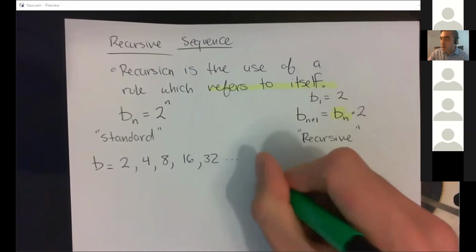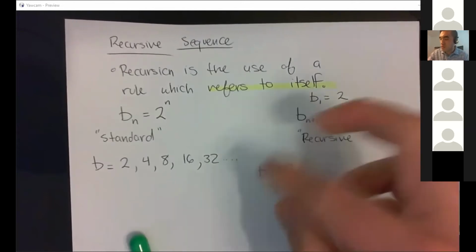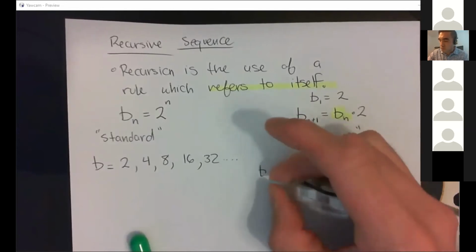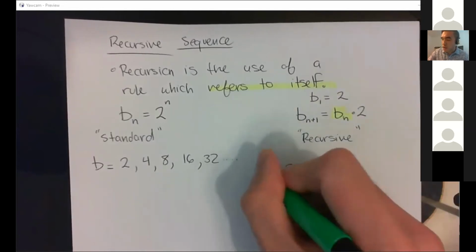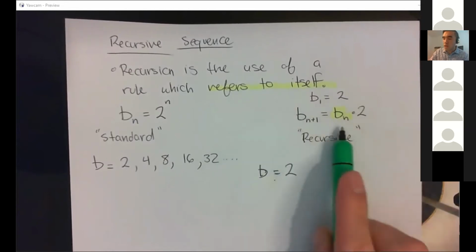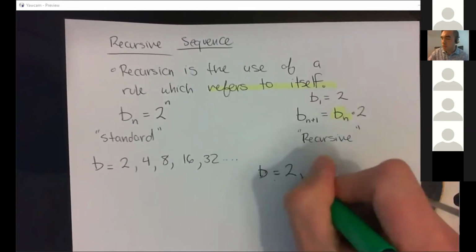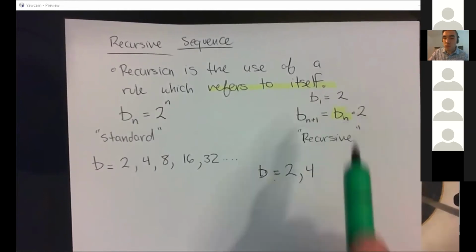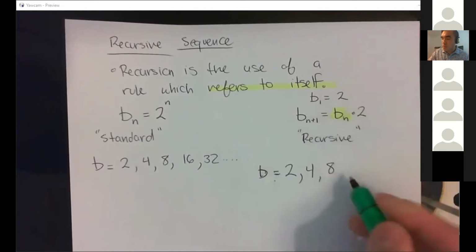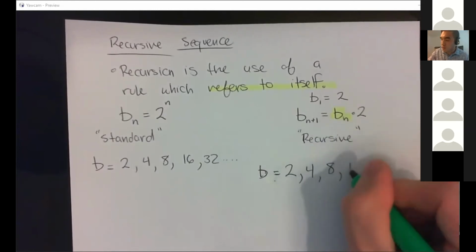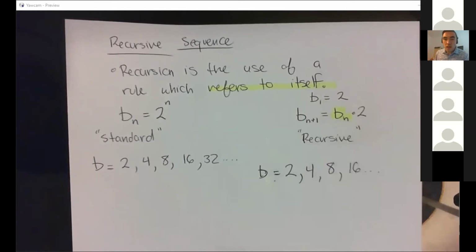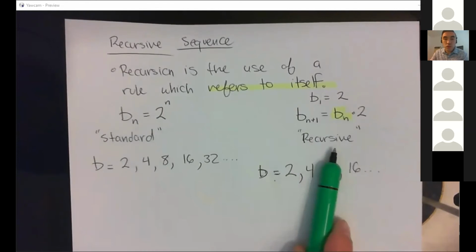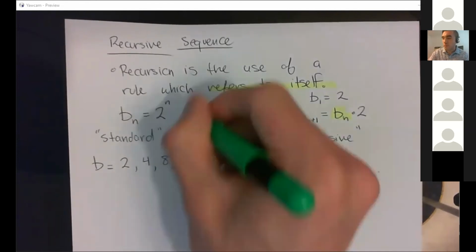B's first entry is equal to 2. And now if I want to generate the next b, this is telling me take the previous b, multiply by 2, which will give me 4. Now I want the next one. Take the previous b to get the next one, multiply by 2. Take the previous b, multiply by 2, etc., down the line. So these two, even though they are written in different ways, one is standard, one is recursive, they are mathematically equivalent.